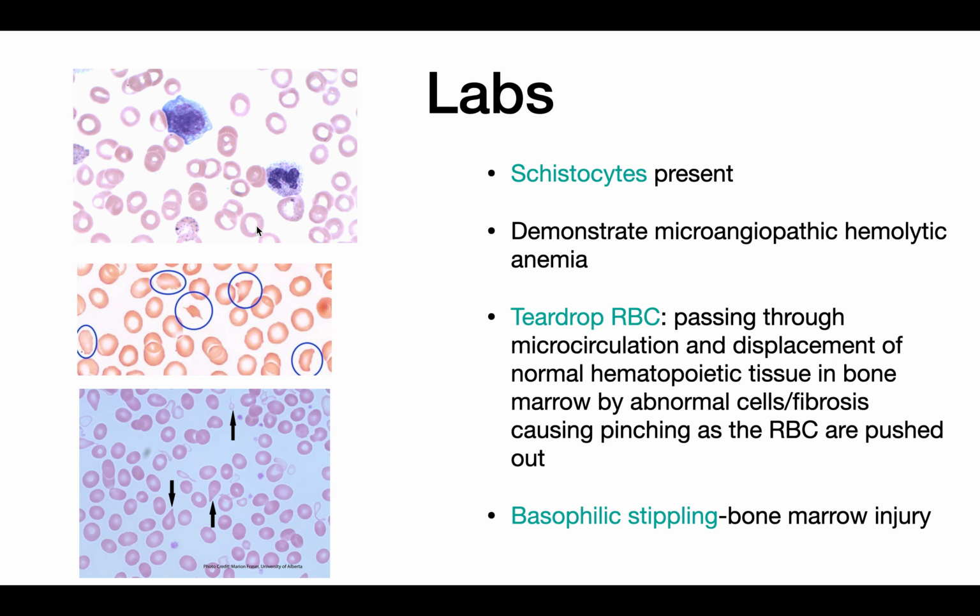So in alpha thalassemia, the schistocytes are going to be present, and that's due to the microangiopathic hemolytic anemia. The teardrop red blood cells, or dacrocytes, are going to be positive. And within the red blood cells, there's going to be something called basophilic stippling, and that is a signal for bone marrow injury. So here are your schistocytes, and here, and here are your dacrocytes.